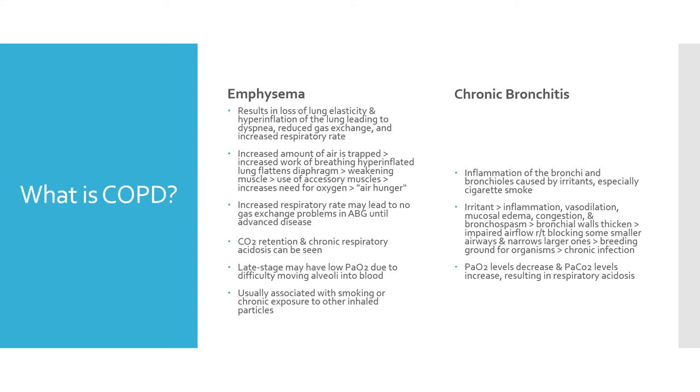Chronic bronchitis, on the other hand, is inflammation of the bronchi and bronchioles from irritants, especially cigarette smoke. The irritant causes the inflammation, vasodilation, edema, congestion, bronchospasms, all that cascade. That causes the bronchial walls to thicken and impairs our airway, blocking smaller airways and narrowing the larger ones. And that becomes a breeding ground for microorganisms to grow and lead to infection. So it's kind of a result of that process that's going on. The PO2 levels are going to be decreased and your CO2 levels are going to increase, resulting in respiratory acidosis.